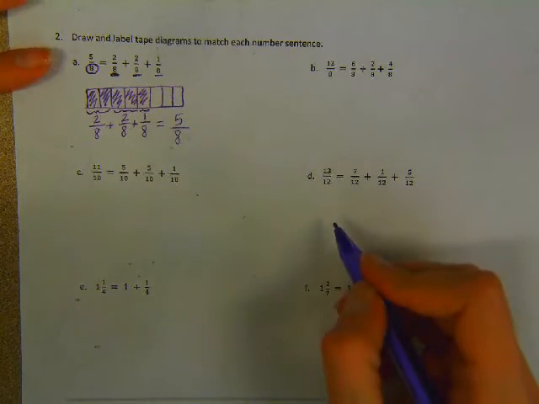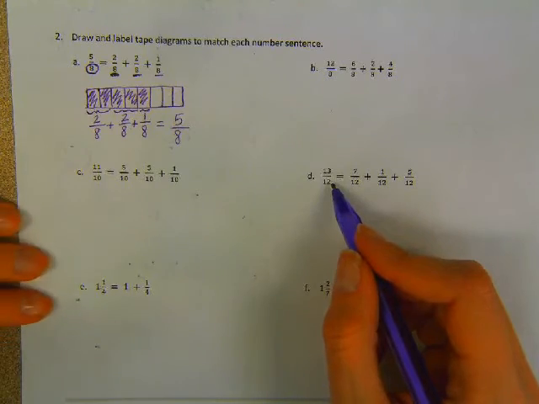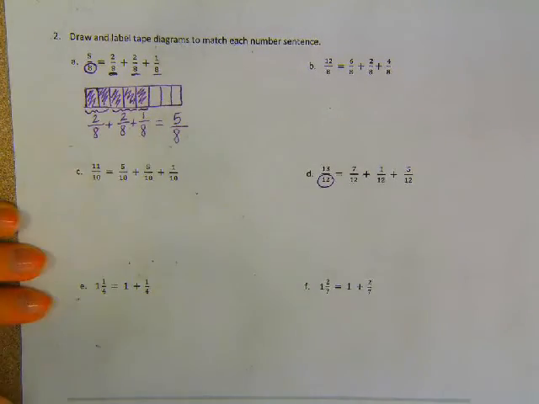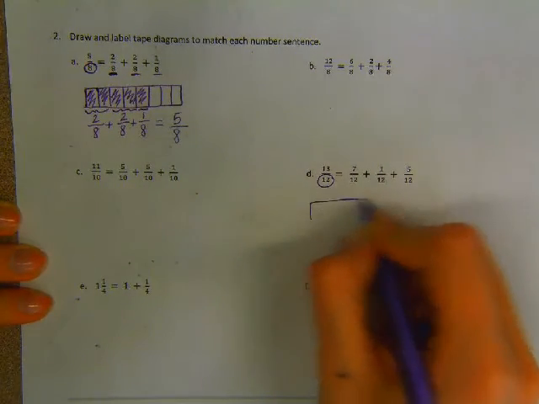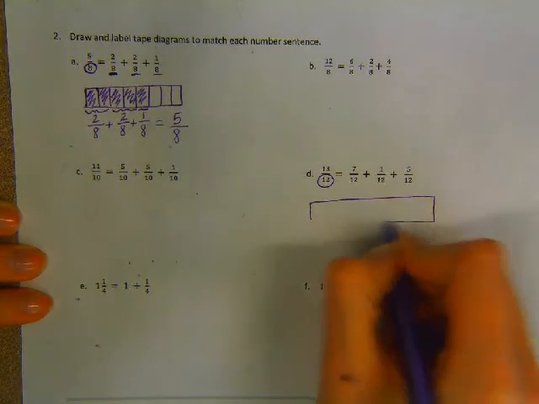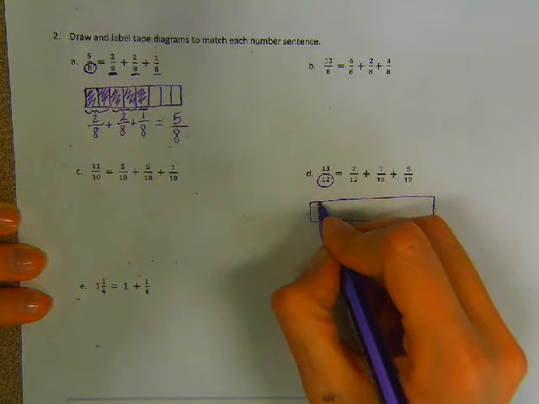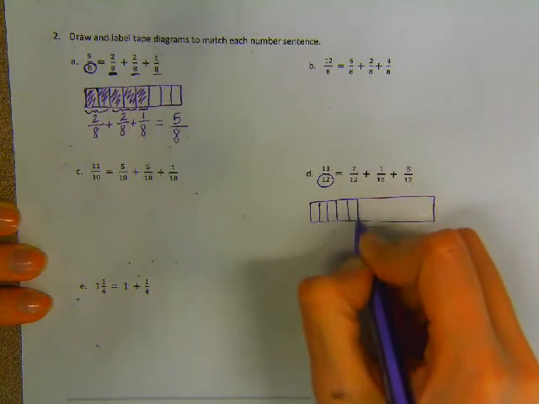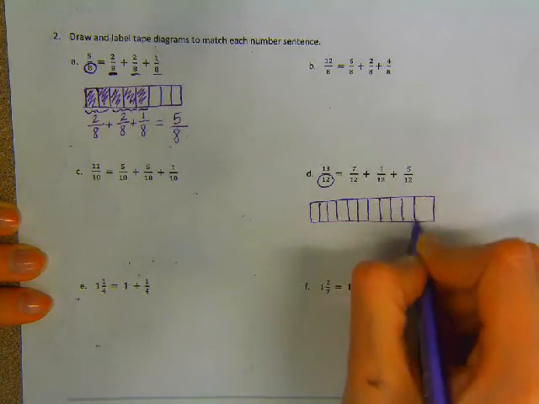Now, let's skip to a problem where the numerator is greater than the denominator. So I can see my denominator is 12, so my unit is going to be 12ths. So I draw a rectangle, divide it into 12 equal pieces, so I need to draw 11 lines. 1, 2, 3, 4, 5, 6, 7, 8, 9, 10, 11.